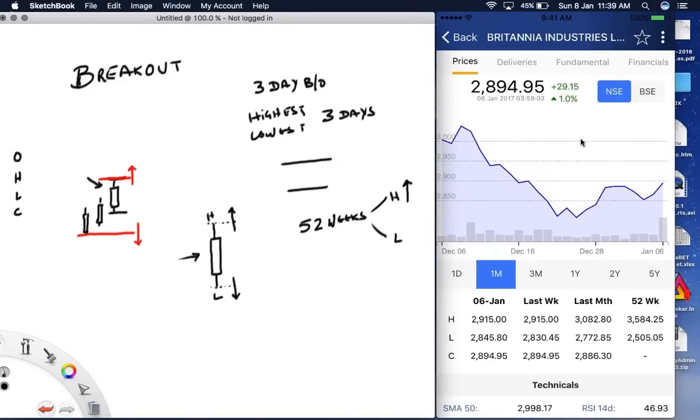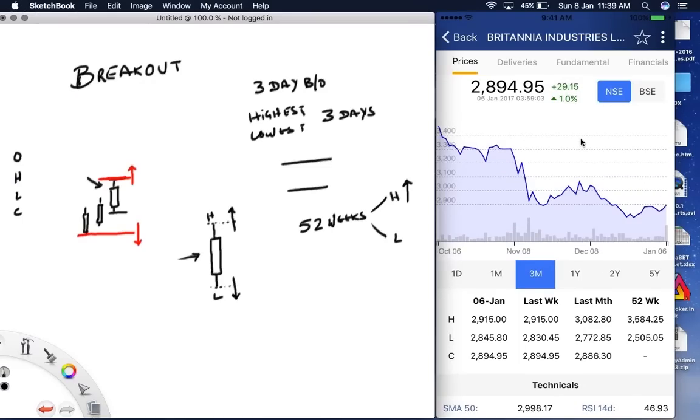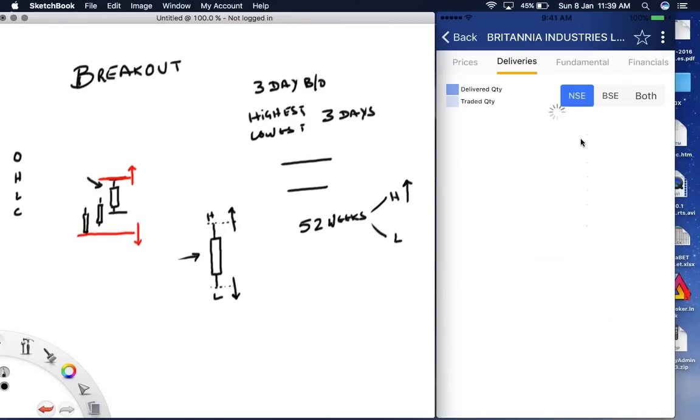All right, so if I can quickly check the deliveries. Oh, hold on, this is very interesting. What is very interesting is last Friday, 85.5% delivery volume on NSE for Britannia, not much in BSE.